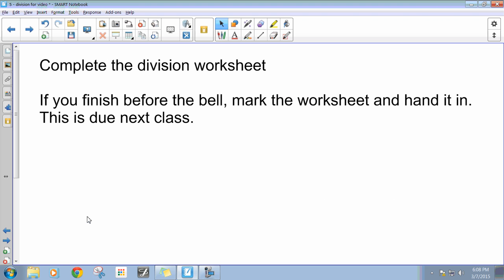Today you're going to complete a division worksheet working with this as well as some terminology using the words terms, coefficients, constants, degrees, and variables, as well as doing some division. If you finish this task before the bell, please mark your worksheet, put your name on it, and make sure it's handed in. This is due by your next class.